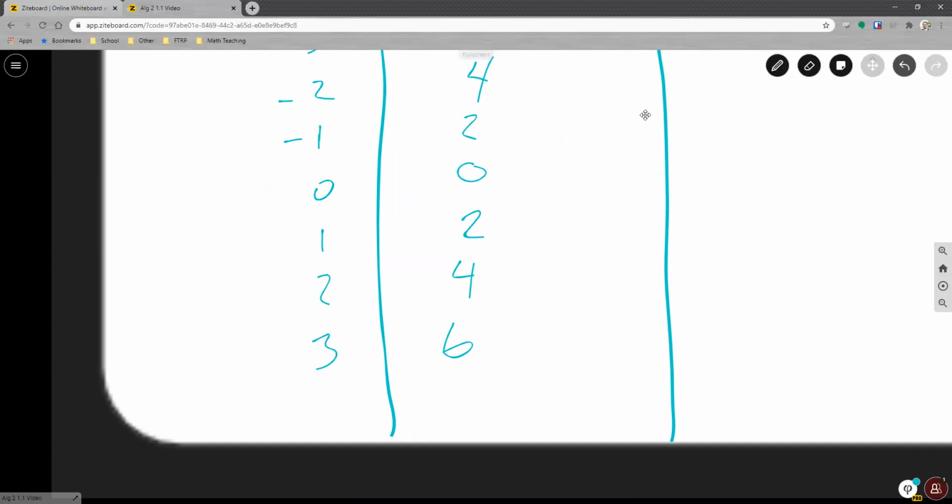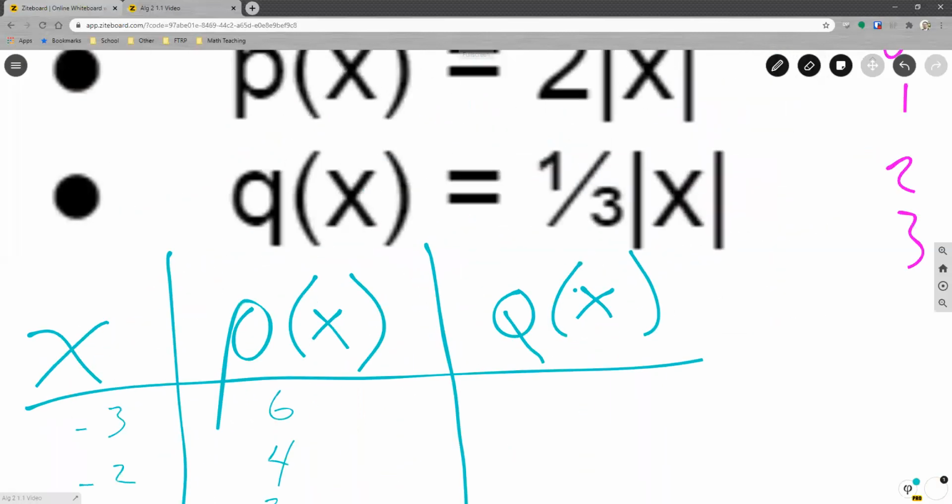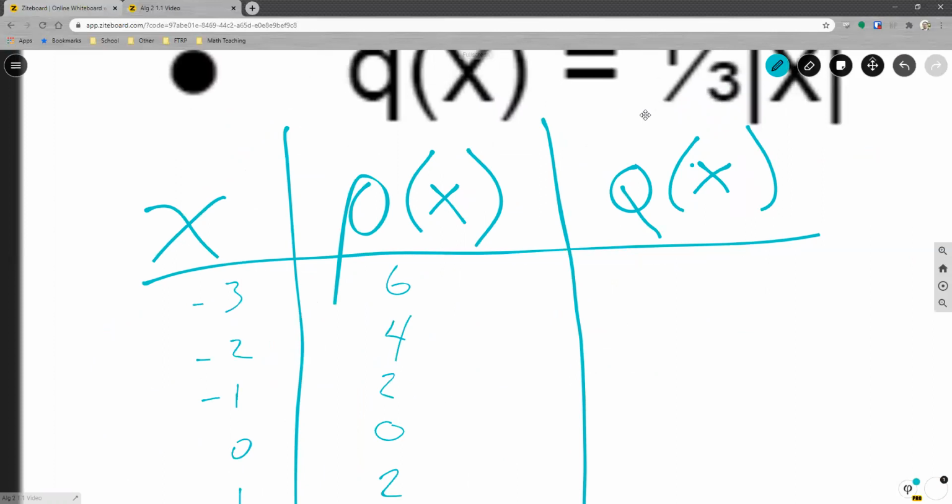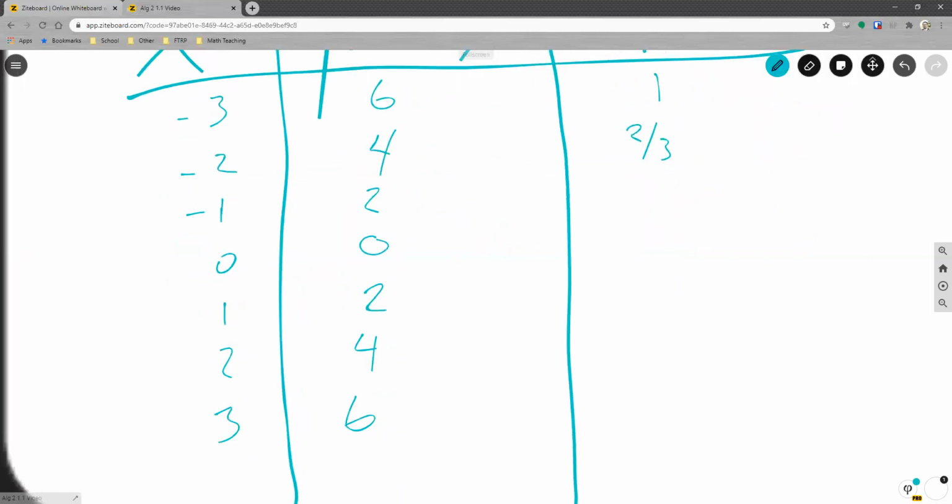If I go back to my other function, everything's being multiplied by 1/3. So if I take the absolute value of -3, I get +3. Multiply it by 1/3, I'm going to get 1. -2 becomes +2 with the absolute value. If I multiply it by 1/3, I get 2/3. And so on and so forth. 1 times 1/3 is 1/3. 0 times 1/3 is 0. 1 times 1/3 is 1/3. 2/3. And 3/3, which is just 1.